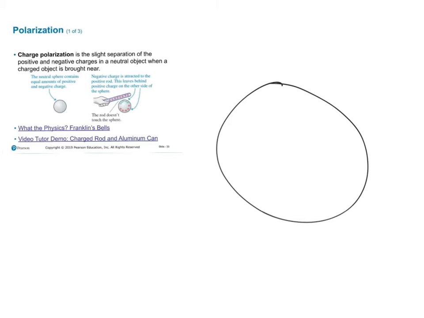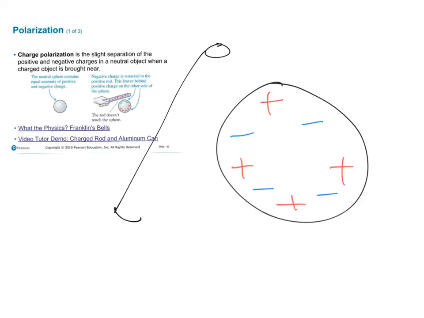So this neutral sphere is going to have a balance of positive and negative. I'm going to do 4 of each. 4 positives, 4 negatives. So its net charge, its total charge, balances out to be 0. But now what we're going to do is we're going to bring a charged rod near it. Not touching, just near. Okay? We're going to make it positively charged.